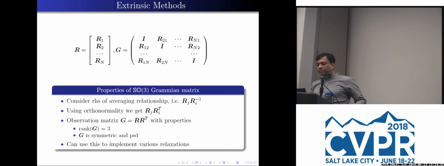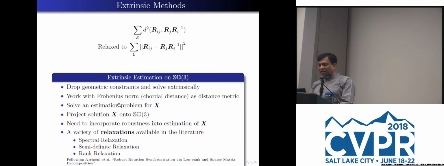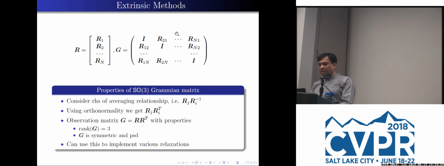Notice what we are interested in. We want to find Ri's which satisfy this form, Rij = Rj Ri inverse. If I were to take all of those such elements, I can write a matrix of this form, right? Imagine this is like the full graph, if you will. And some of you would be familiar with this: it's called the Gramian matrix, right?